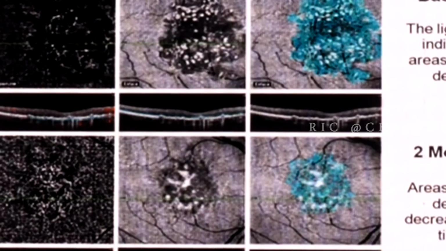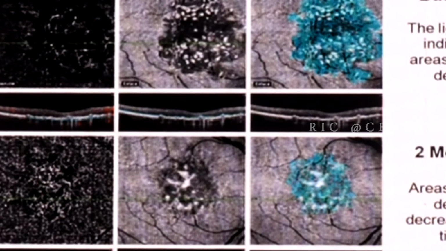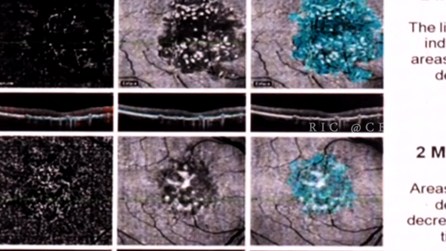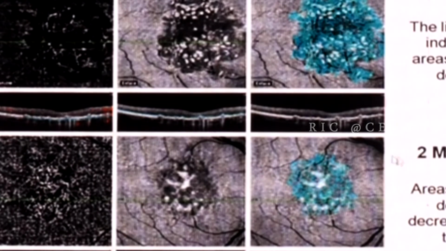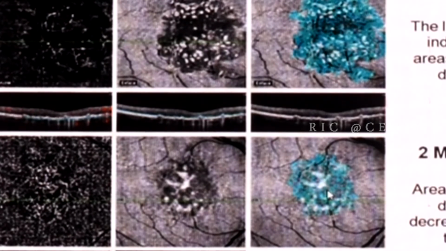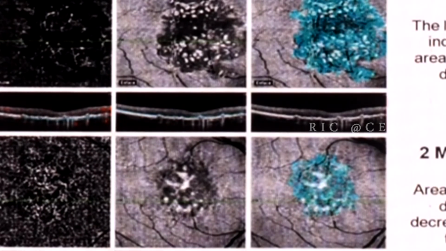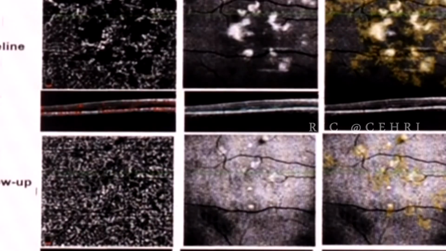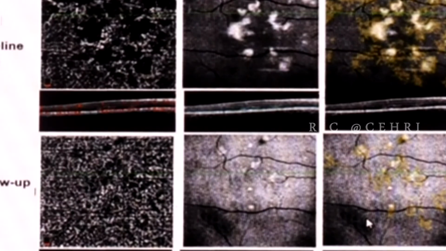Now you look at the top, and this blue area indicates the flow deficit. This is a placoid kind of lesion which you see in serpiginous. So you see the baseline, and this is 3 months, where you see that there has been some improvement in the flow. The area of flow deficit has actually improved with time. In multifocal, this improvement was much more significant.